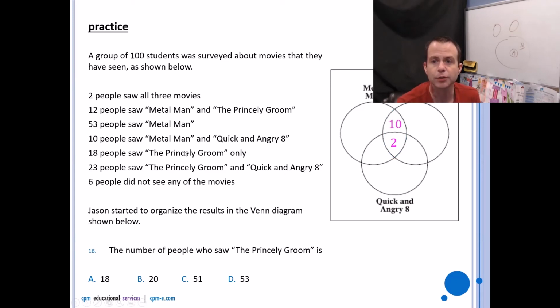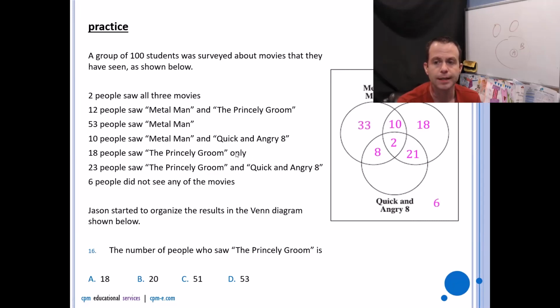Then I'm going to forget about the 53 for a second. 10 people saw Metal Man and Quick and Angry 8. That's the next thing I want to do. So this has to add up to 10. I already have 2 taken care of, so that's going to be an 8. Next, 23 saw The Princely Groom and Quick and Angry 8. I already have 2 taken care of, so that's going to be 21. I also stuck the 18 in there for The Princely Groom only, because only means it's not part of any overlapping region. 6 people didn't see any movies, so there's going to be a 6 out here. And 53 people saw Metal Man, so all of this has to add up to 53. I've got 20 taken care of, so that's going to have to be 33.